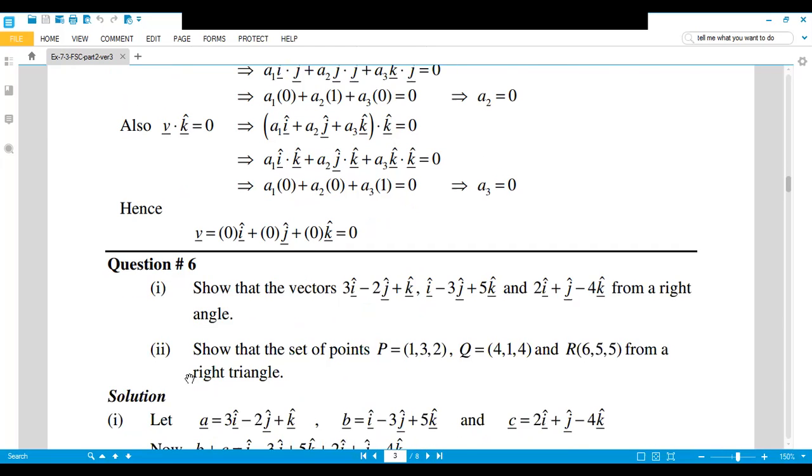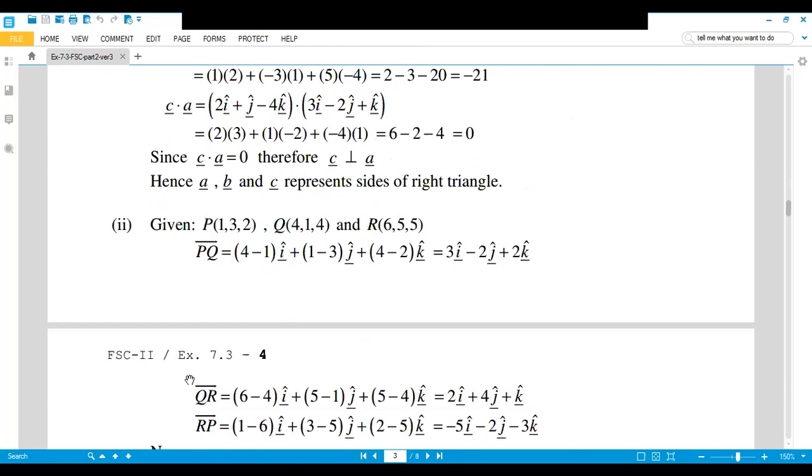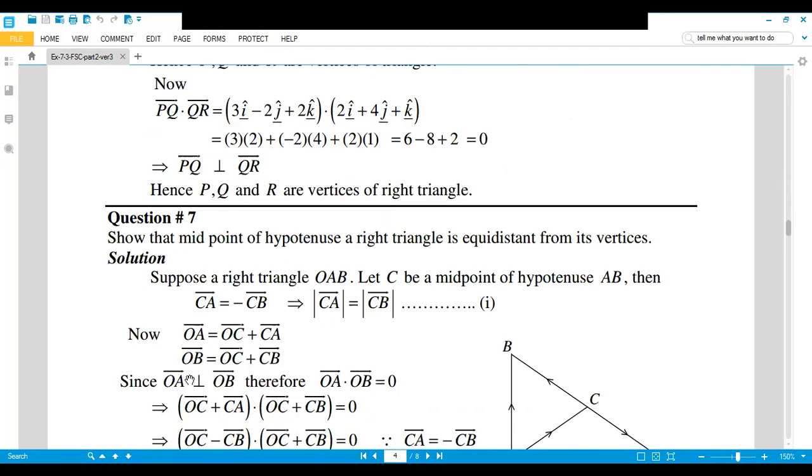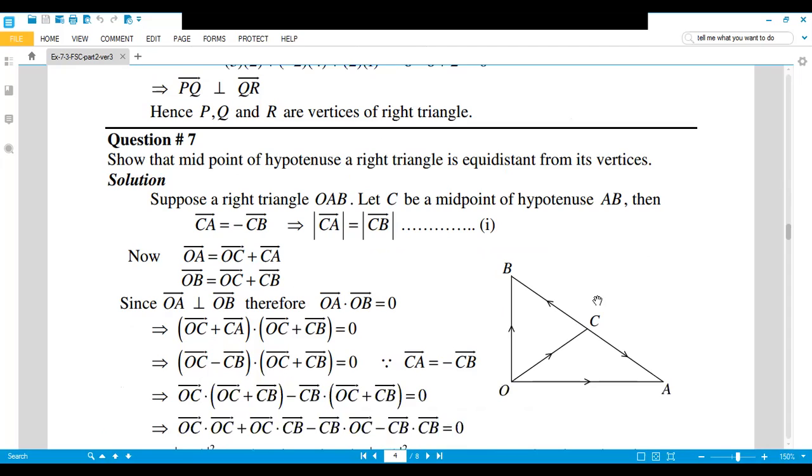Question number 6 is not included. Number 7: show that the midpoint of the hypotenuse of a right triangle is equidistant from its vertices. Means that you have a right angle triangle and the midpoint of the hypotenuse is equidistant from all the vertices.